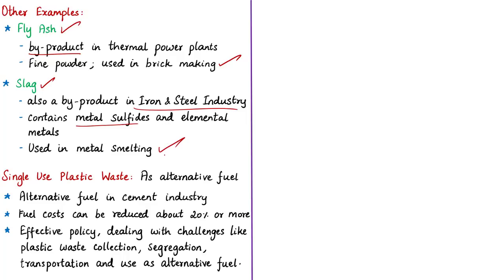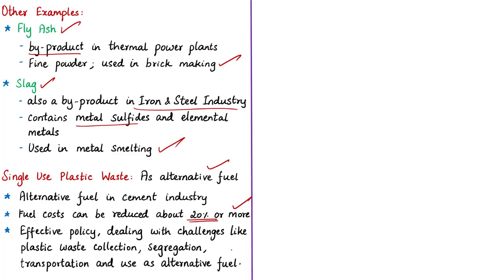Now, similar to fly ash and slag, single-use plastic waste can also be used as alternative fuel in cement industry furnaces. It was estimated that the cement industries can reduce their fuel cost by as much as 20% or more by using single-use plastics as an alternative fuel source.